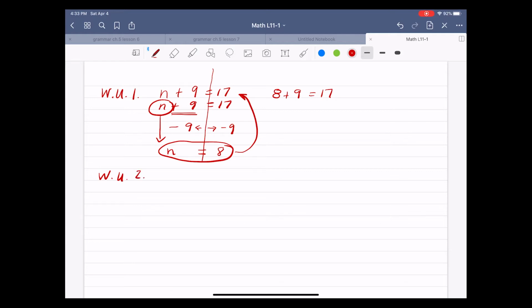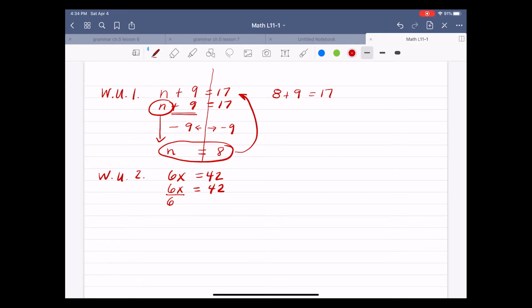Now let's go to warm-up number 2. This one is 6x equals 42. The first thing I'm going to do is rewrite my problem. 6x equals 42. What's my variable? Oh, my variable is x. Okay, I want to undo that operation. 6 is being multiplied to x. What's the inverse operation of multiplication? Division. So if x is being multiplied by 6, I'm going to divide by 6.